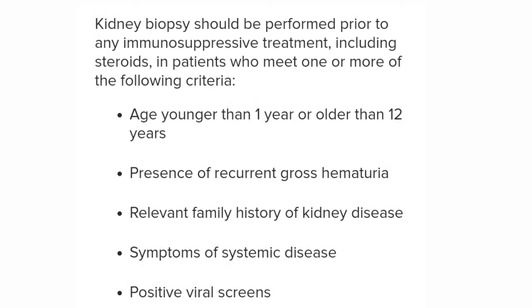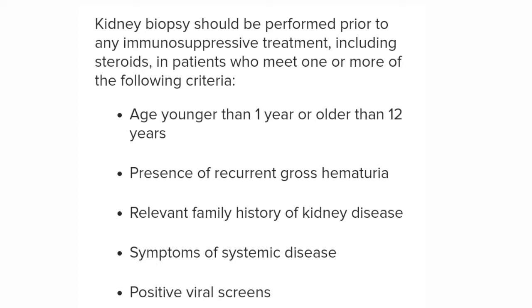Kidney biopsy should be performed prior to immunosuppressive treatment, including steroids, in patients who meet one or more of the following criteria. If any of the criteria is met, you have to go for renal biopsy before starting steroids. Age younger than 1 year or older than 12 years. If nephrotic syndrome occurs in the first 3 months of life, it is called congenital nephrotic syndrome. From the 3rd month to 1 year, it is called infantile nephrotic syndrome. In this age group, nephrotic syndrome is usually due to some structural abnormalities, so you have to go for biopsy. Presence of recurrent gross hematuria is also a feature of atypical nephrotic syndrome.